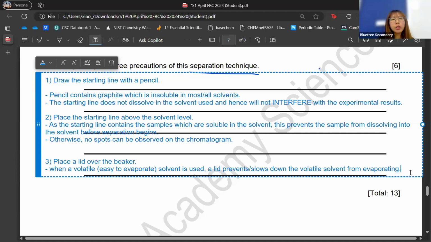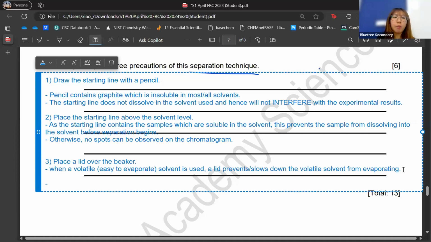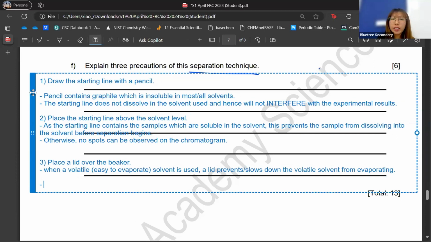Okay, then you may wonder, teacher, why do we not want the solvent to evaporate? Don't forget, the solvent is there to allow your chromatogram to absorb. If you do not have enough solvent, the chromatogram cannot absorb enough solvent, and therefore your separation will stop. Once your separation stops early or prematurely, you will not be able to obtain accurate separation results.